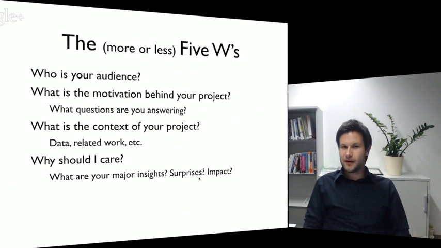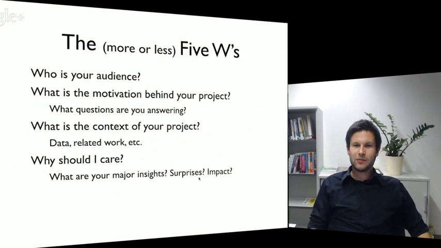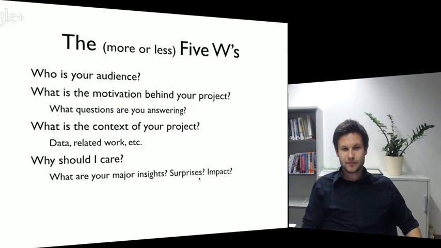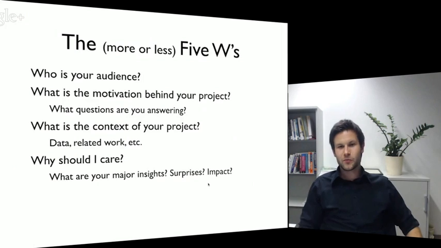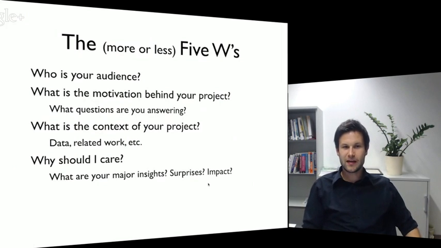And there are these 5 W's from journalism, and actually more or less, because in journalism they're a little bit different. They have when and where. So a story should contain when something happened and where something happened. But this is not so important for visual communication.